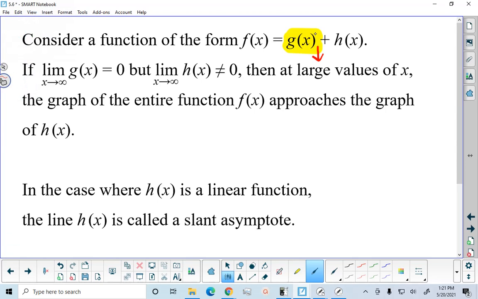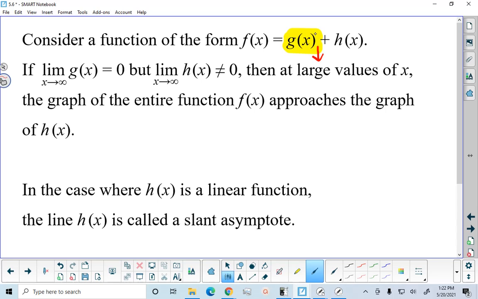But at large values of x, h of x does not get smaller. So that's what the second part is saying, where it says the limit as x approaches infinity of h of x is not 0. There is no limit to it. It just does whatever it does. If h of x is x squared, then it just continues to be x squared. And when you square x, it gets larger and larger and larger. So what does this mean?